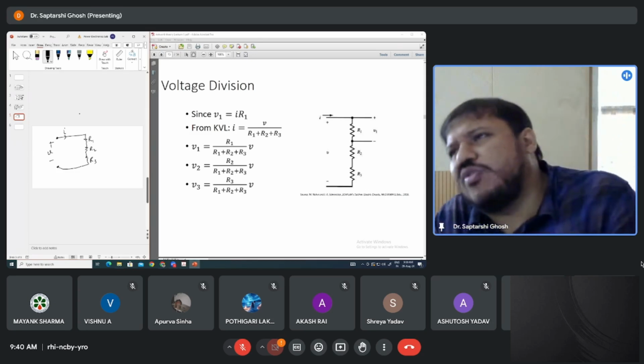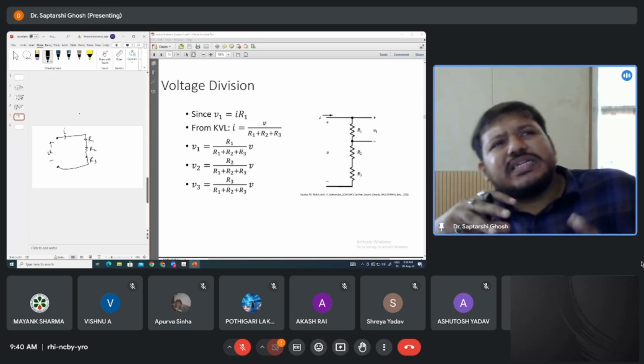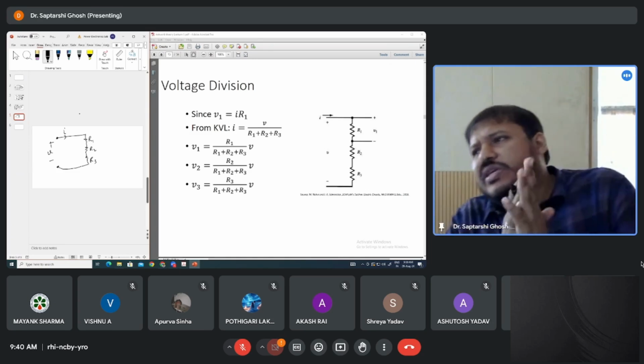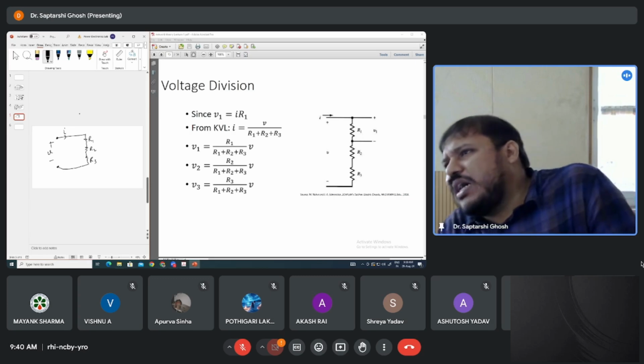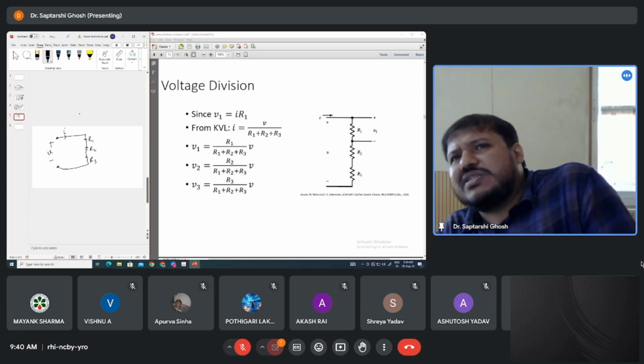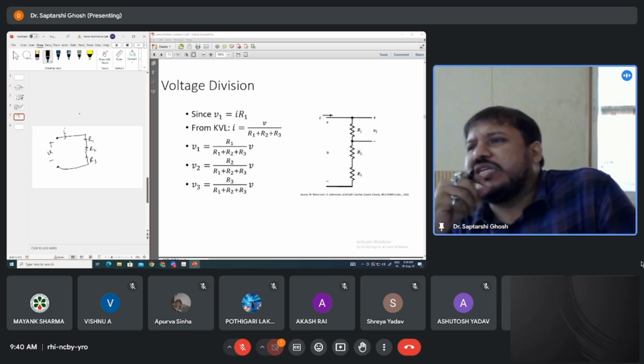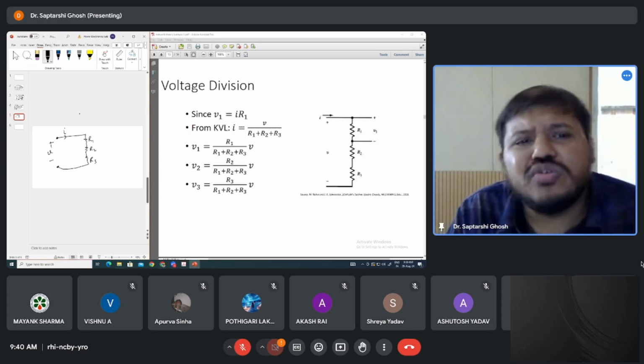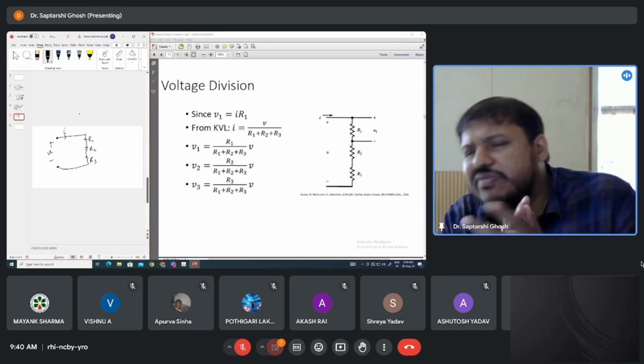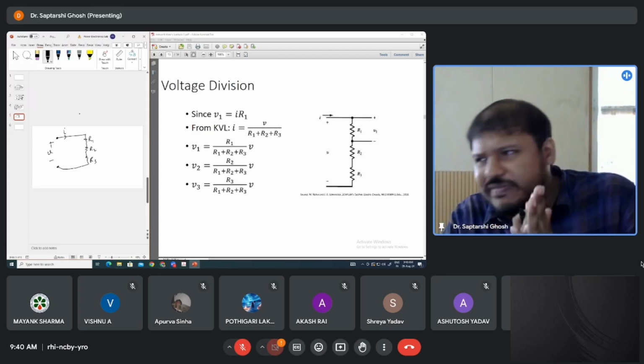To lower down the voltage. To lower down the voltage, let us say you have a 250 volt supply and you are using an appliance which cannot withstand that much amount of voltage. You have to lower it down. So you can do this using this voltage divider, voltage division.